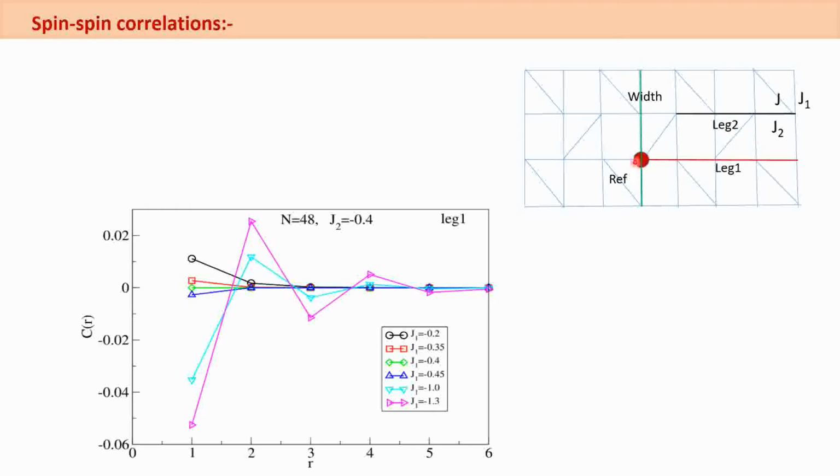Here a reference site is taken at the middle of the system in order to reduce the edge effect, and with respect to this reference site we have calculated the correlations along the length, along the width, and also along the upper leg. It is shown in the figure that for the 4 cross 12 geometry, keeping J2 fixed at minus 0.4, for various values of J1 various kinds of spin correlations are observed in the system. When J1 is very small, all values are positive. When J1 is very large, there are some positive and some negative values, and when J1 equals J2, all the correlations are 0.